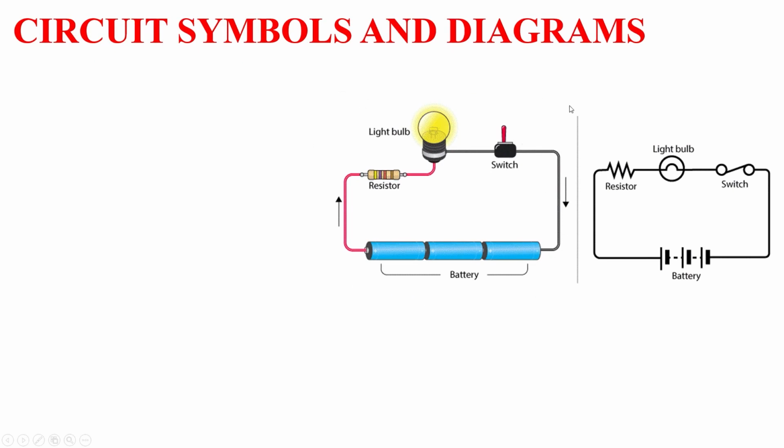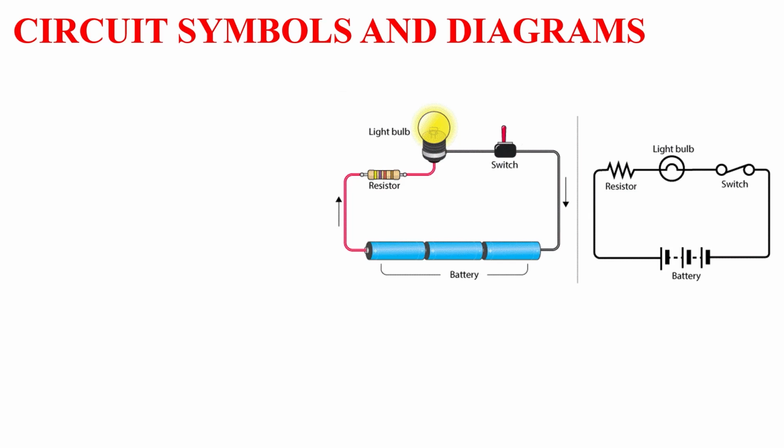Basically, you can see this diagram, and it would definitely require your time to draw this diagram of the circuit. So in order not to waste time, we have a specific symbol for each component of the circuit. And why do we use these symbols? Because they are internationally accepted in every country by scientists and engineers.